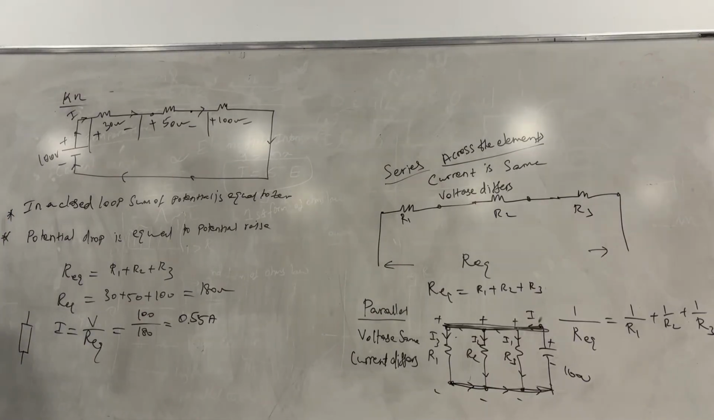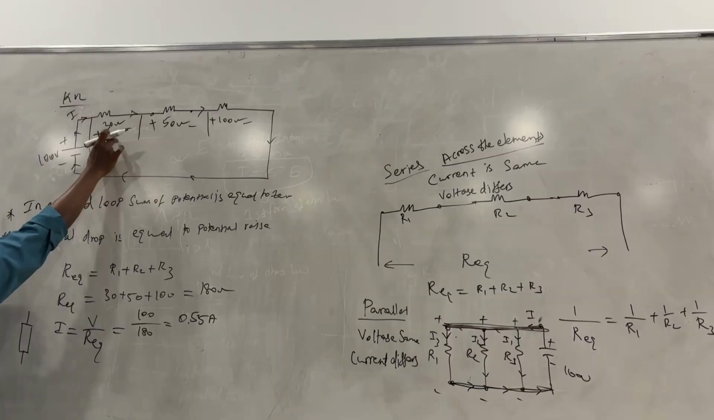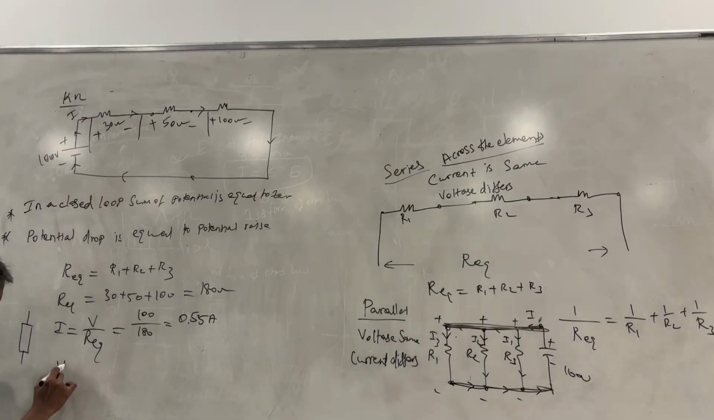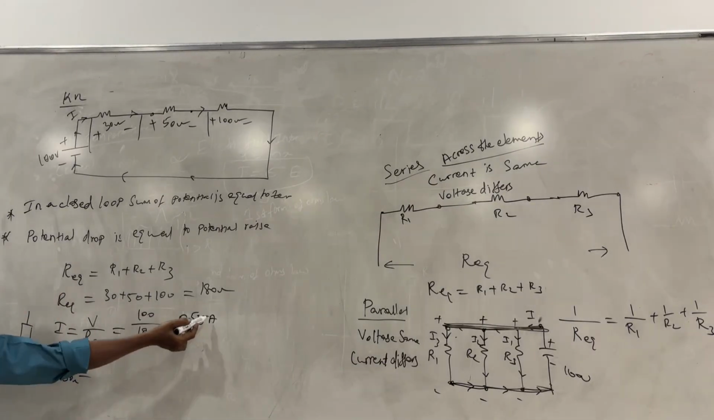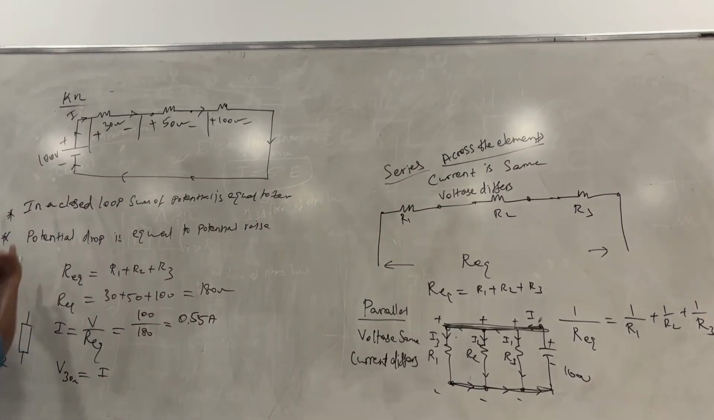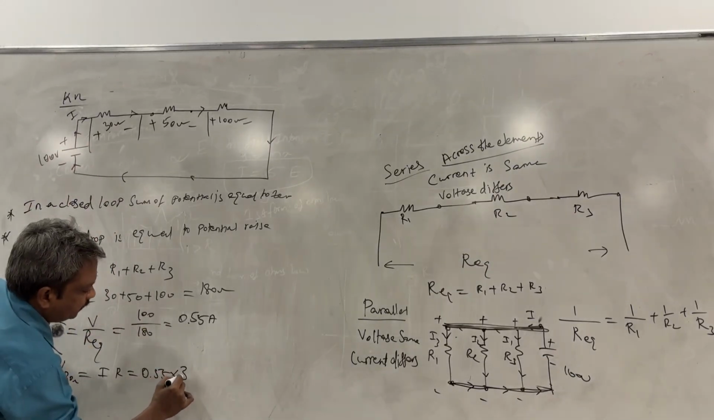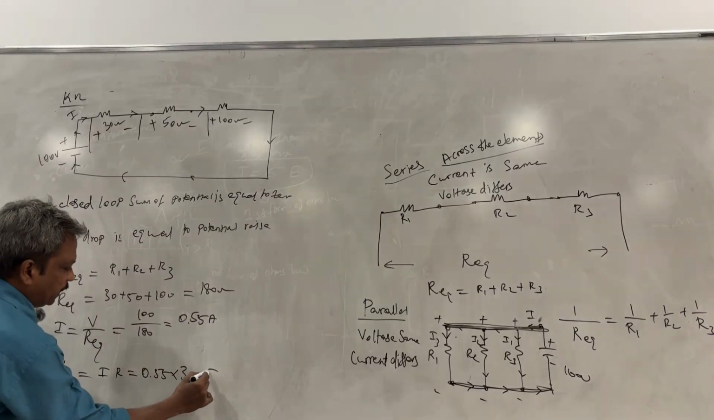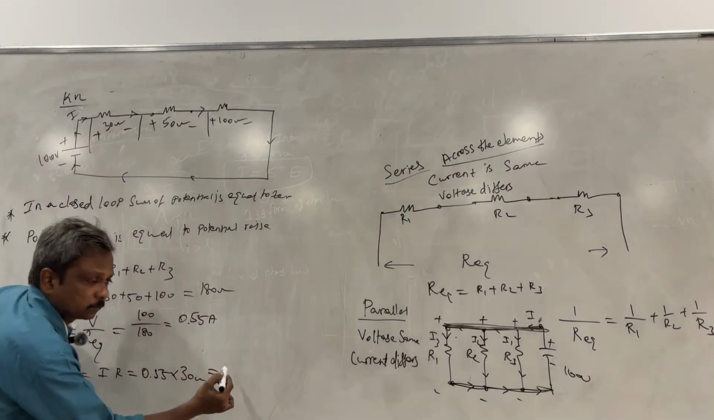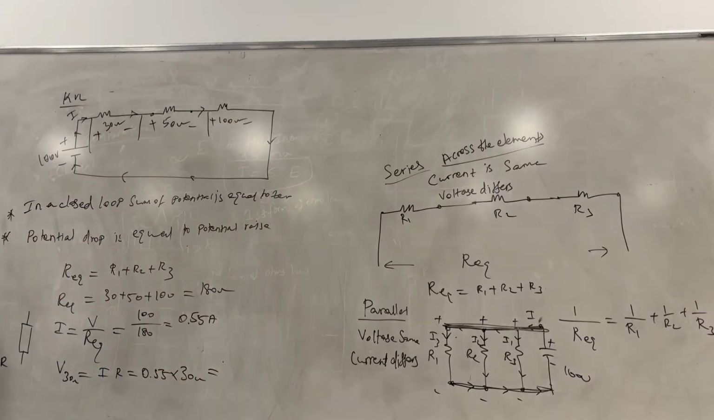And coming to individual voltages, I am now calculating the voltage across 30 ohm. V30 ohm is equal to, V equals what formula? IR. I you have found. R is the individual resistance. I am finding the voltage across the individual resistance. IR means you have to substitute 0.55 into the individual resistance, because you are finding it. What is the value? But you calculate and tell me, otherwise the answer will differ.